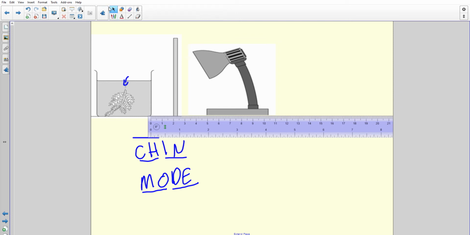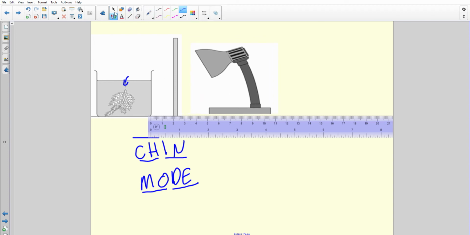Okay. Now, last thing we've got is our control variables. Control, we keep the same. So we want to keep the same those other factors that affect photosynthesis, so your temperature and your carbon dioxide levels. Carbon dioxide levels is easy, it will just stay the same by itself, but you might want to mention that you want to keep that the same. We'd also want to keep the temperature the same, and this is where this sheet comes in.